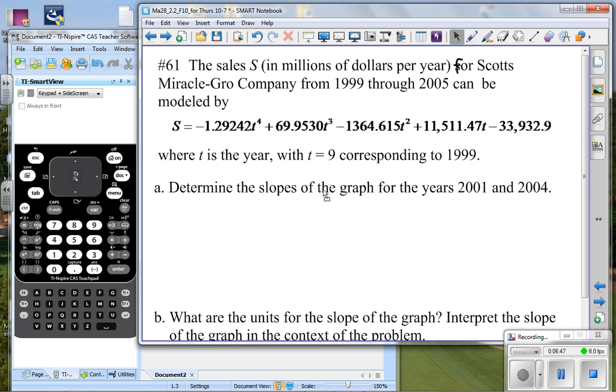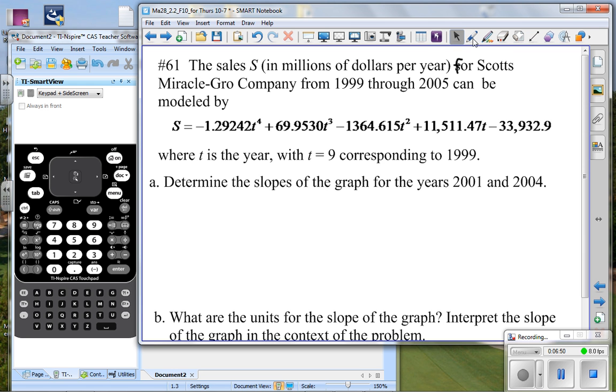Problem, the first question then says, determine the slopes of the graphs for the years 2001 and 2004. Now the slopes of the graph, you have to interpret this. Slopes of the graph, that's the same thing as saying the slopes of the tangent lines to the curve, or to the graph, for the years 2001 and 2004.